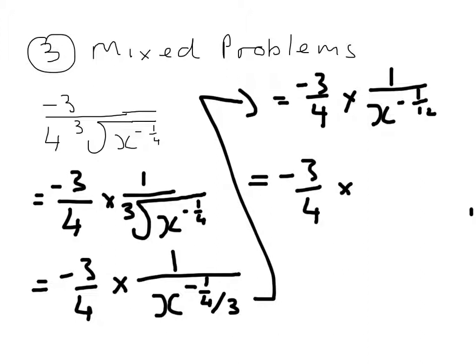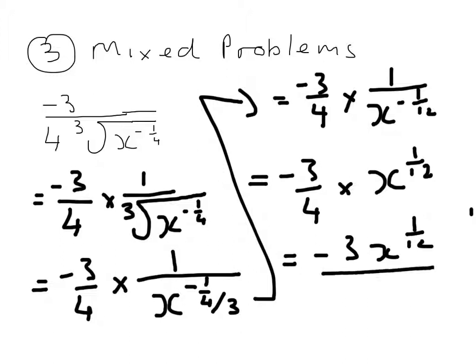Now remember, we can bring this x upstairs. All we do is reverse the sign of the index. So it's x to the power of positive 1/12. And putting it all together, we get equals negative 3x to the power of 1/12 over 4.